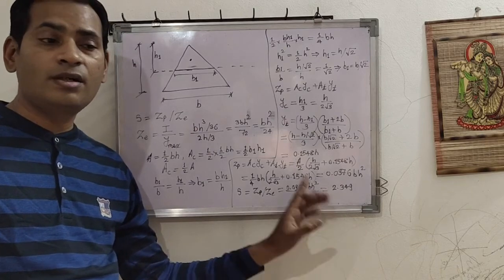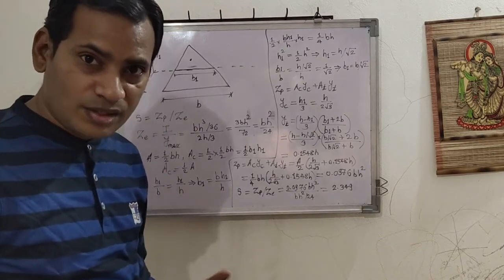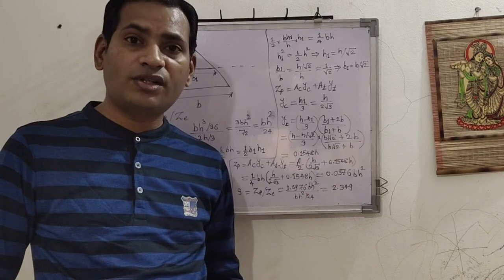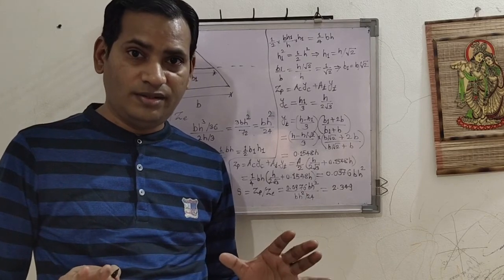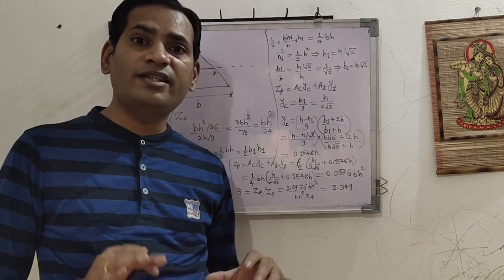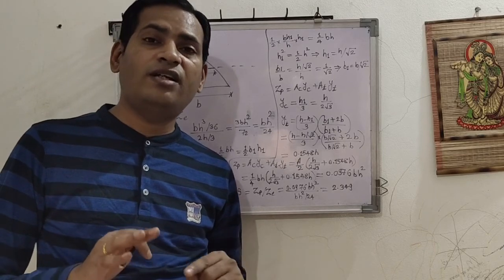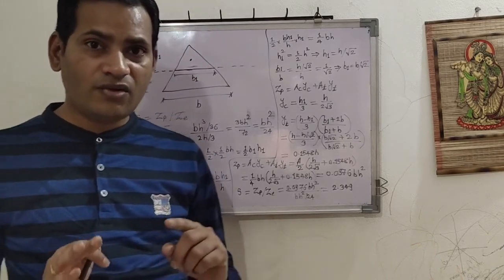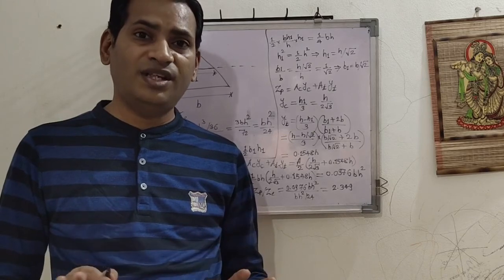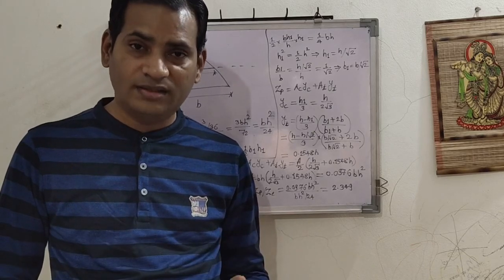You please remember, for each and every cross section, shape factor is a constant. It does not change. Whatever may be the size of the section, shape factor is constant for any particular cross section. It does not change. It is constant. Thank you.